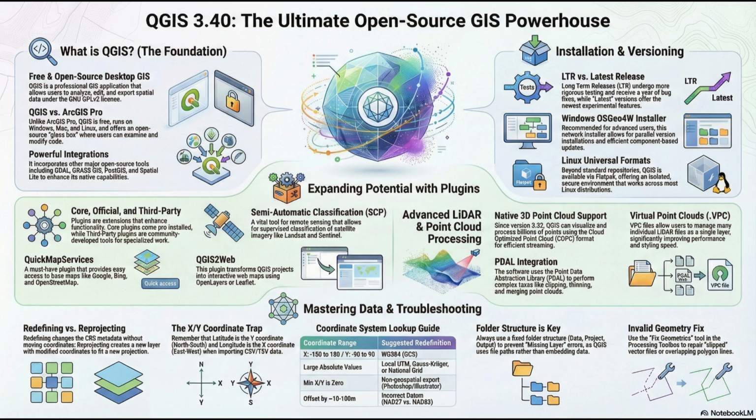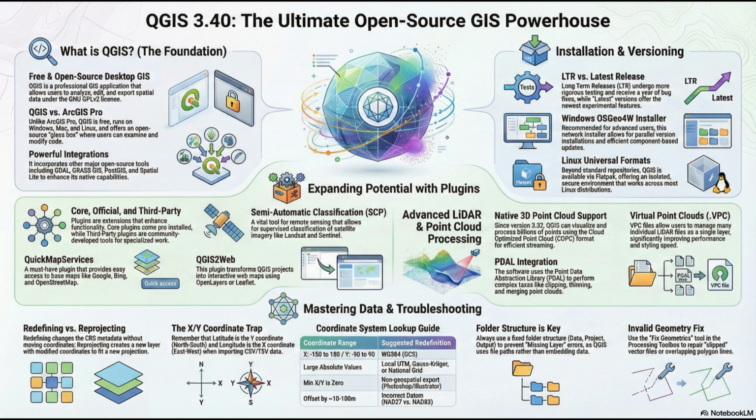We have a text file from NOAA. It's a list of significant earthquakes from 1900 to 2000. A classic data set. Everybody uses that one. It's a TSV file, tab separated values. And we want to see these earthquakes on a map. So first step is we open the data source manager.